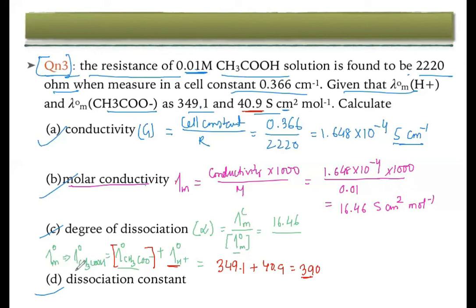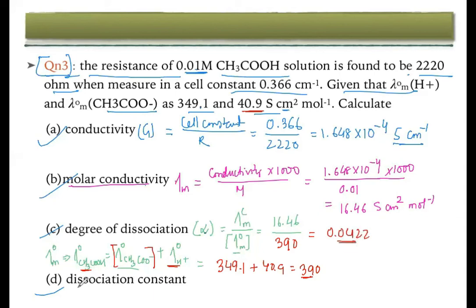So this is the lambda naught of acetic acid, which is given as lambda m for that acetic acid solution. So the value is 390. If we solve it, we'll get 0.0422, and it is a unitless quantity.